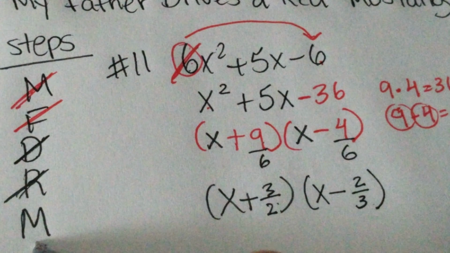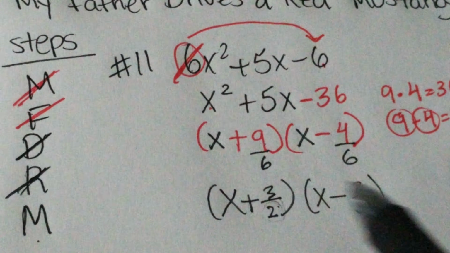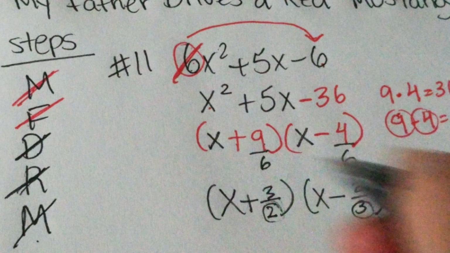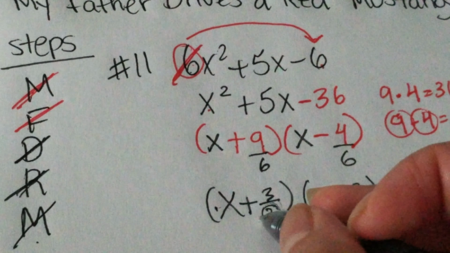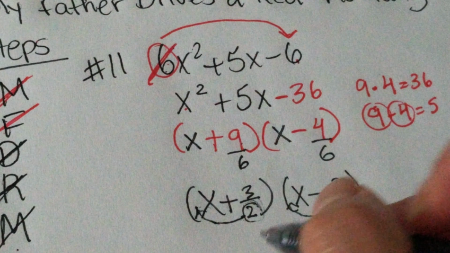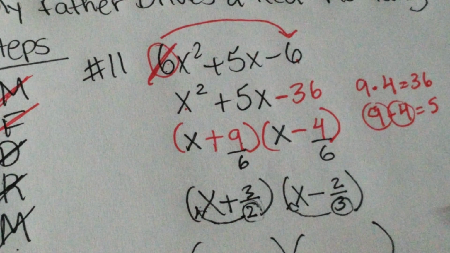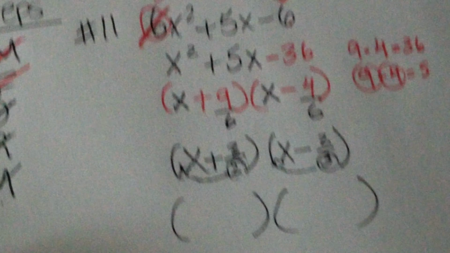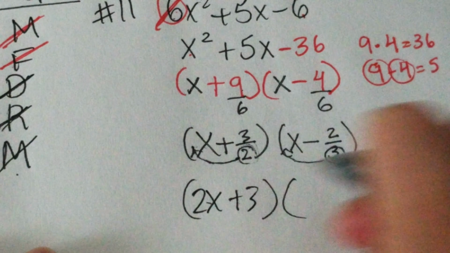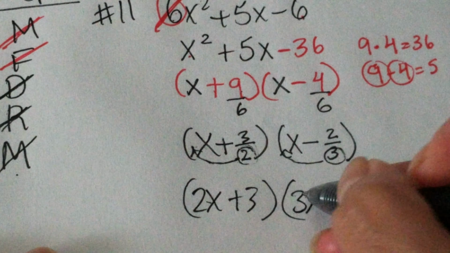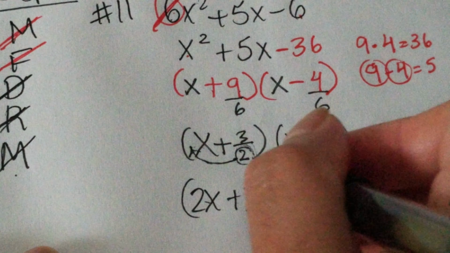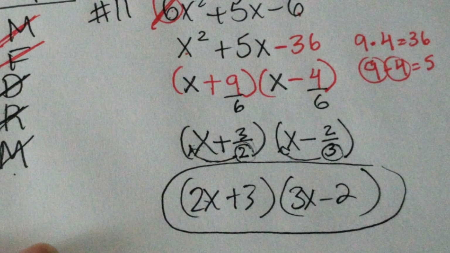And then last, we cannot have fractions, right? So we gotta move this denominator in front of the x. So this number will be moved right here in front of the x. So we're gonna have to rewrite this like this. Move it to x plus 3, and move this one, 3x minus 2. So these are our two factors. That will be the answer for this. This is how we factor.